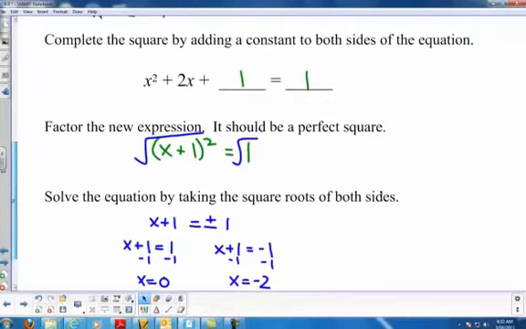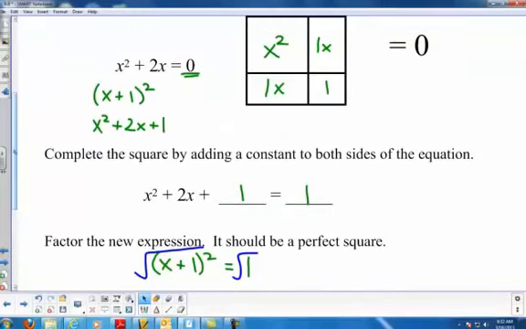That makes a lot of sense, because this initial problem up here, in the old method that we used, we could factor that to x times x plus 2. So we do know that our solutions are 0 and negative 2.